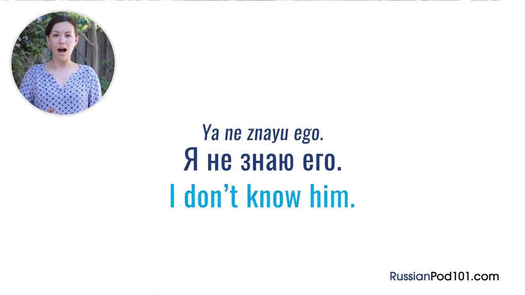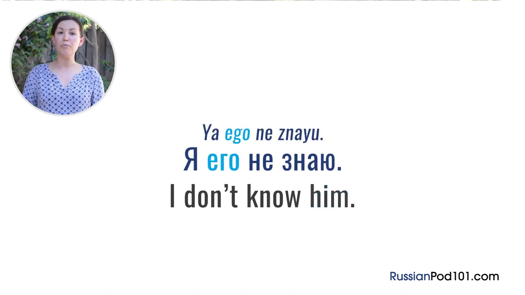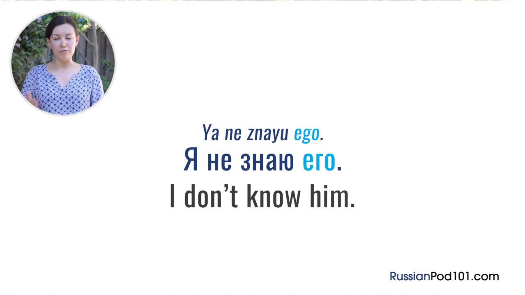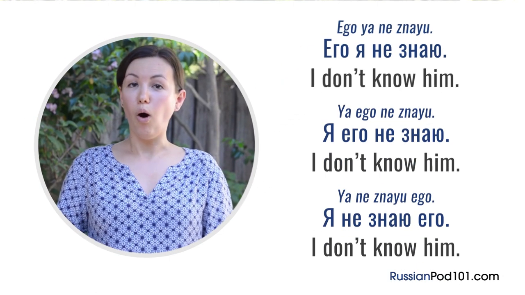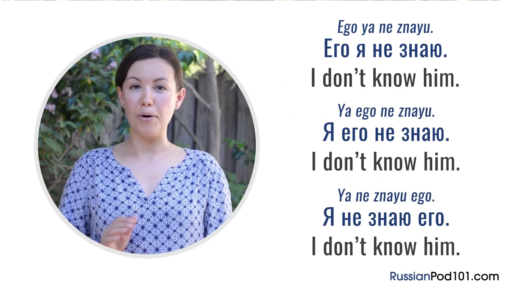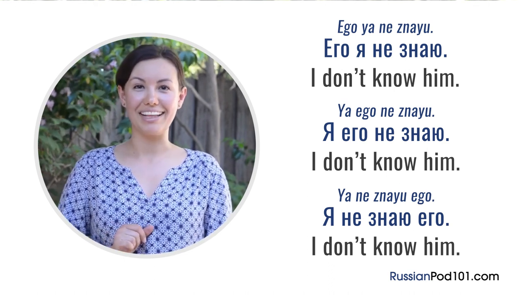Take the sentence, I don't know him. Я не знаю его. Here, его, him, is an object. It can be placed before the verb, Я его не знаю. After the verb, Я не знаю его. And even at the very beginning of the sentence, Его я не знаю. All these sentences would be perfectly grammatically correct and would mean one and the same thing.